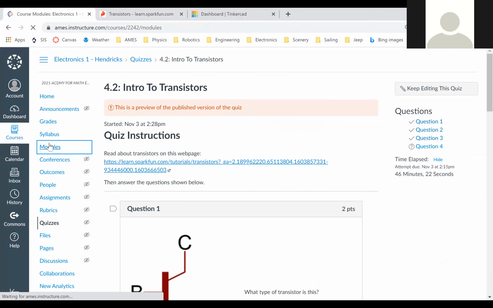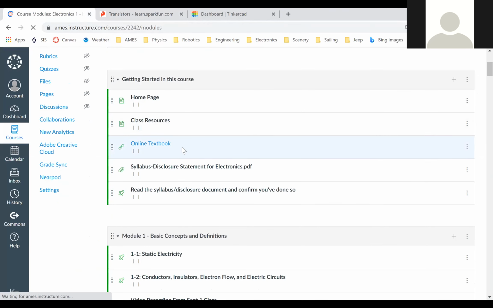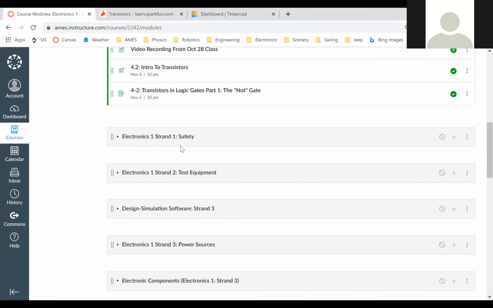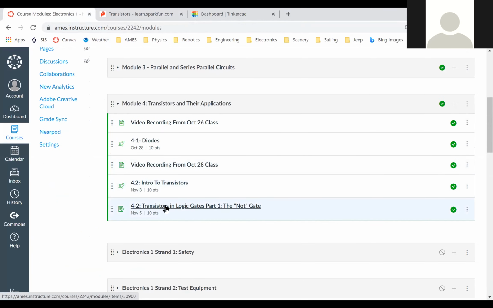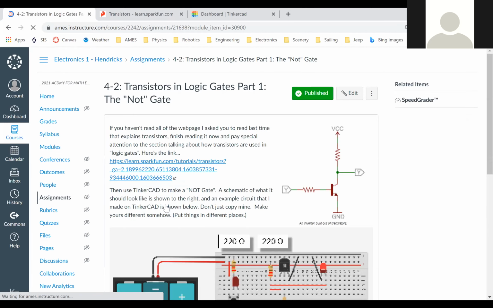Okay, so here is the homework for tonight. Transistors in logic gates, part 1, the NOT gate. The only thing that I am going to require you to do today is a NOT gate. Later, I am going to require you to build an OR gate and an AND gate. So if you finish the NOT gate quickly, you might as well go ahead and get started on the other two, because I am going to ask you to do it eventually. But for right now, all I'm going to require you to do for tonight is just the NOT gate.